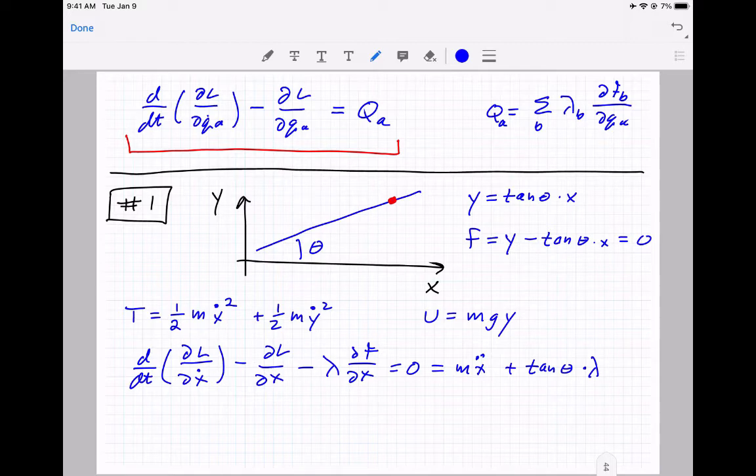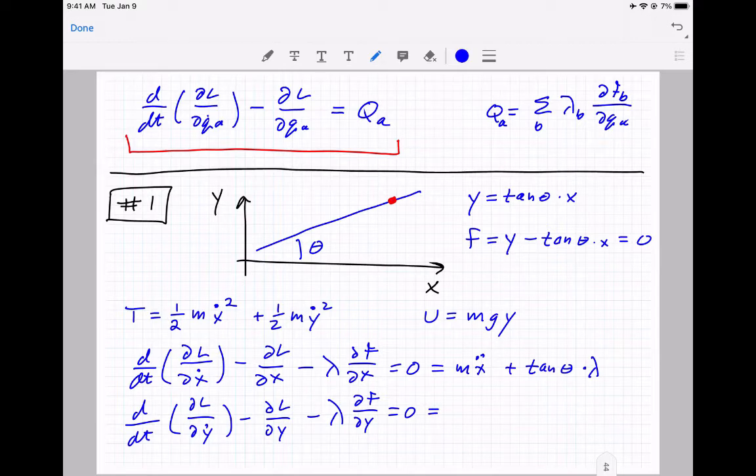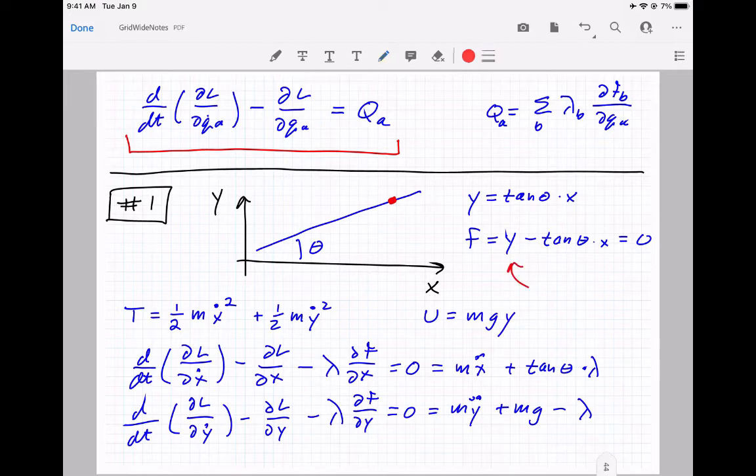Let's do the second equation. d/dt of dL/dy dot minus dL/dy minus lambda. There's only one equation of constraint, so that's the same lambda, but I do have a df/dy, and that's 0. Let's evaluate that. That's going to be m y double dot, and in this case I do pick up an mg from the potential, and then this just becomes minus lambda, because if you look at the equation of constraint, it just depends on y. So df/dy is 1, and then I've got the lambda for the multiplier.